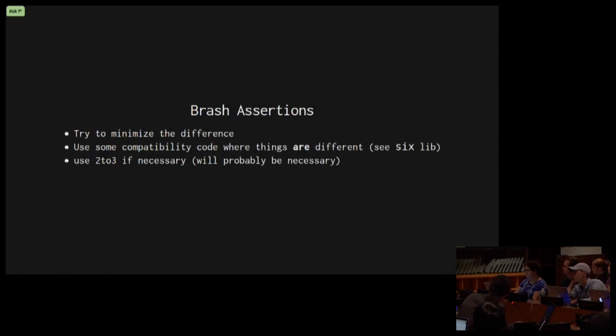Okay, so some more brash assertions. We're going to try to minimize the difference between code that runs in Python 2 and code that runs in Python 3. So you want to try to write code that's compatible in both. So when things are different and you really need to do something different in Python 2 versus Python 3, you'll try to use the thing that's in Python 2, and then if that fails, use the thing that's in Python 3. And you want to minimize that, and then maybe you're going to need to use 2to3 if necessary, and it'll probably be necessary.